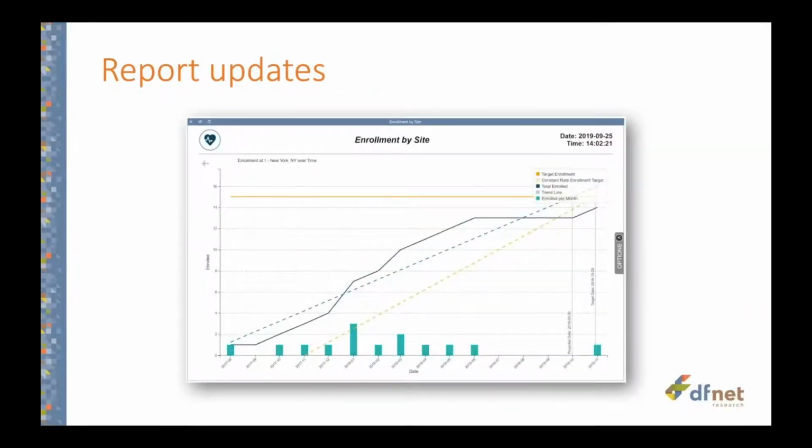We've also made some updates to existing reports. Here's the enrollment by site report, which we included in DFdiscover 2018, but we've updated it now to include a couple of trend lines. So there's one trend line showing the best fit based off the actual data, as well as a linear from start to end date trend line. So you can sort of project how enrollment's going to go based off what's actually happened so far, and also just based off the time period that's available for enrollment.